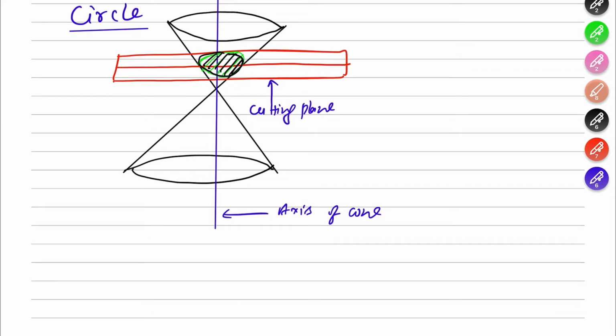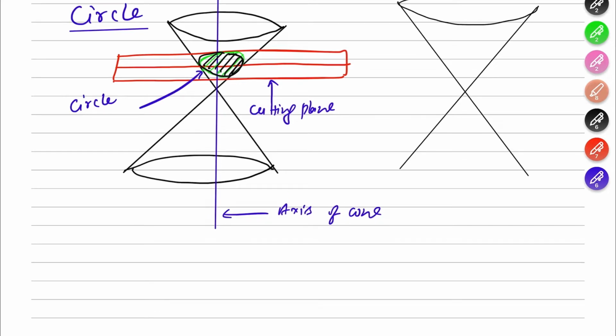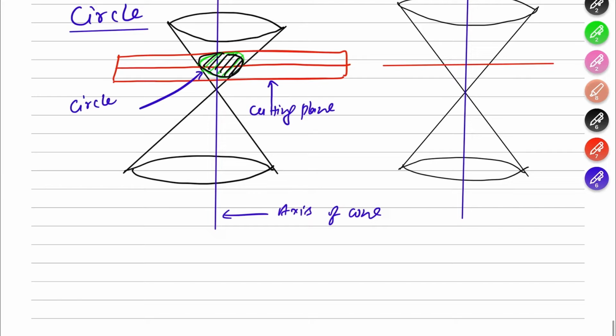So this section is a conic section. A conic section means the intersection of a cone and a plane, and here it is a circle. The important thing is, when are we going to get the conic section as a circle? Whenever the cutting plane, this is a cone and this is a cutting plane, intersects the cone such that the angle between the axis of a cone and the plane, let's say beta, is 90 degrees.